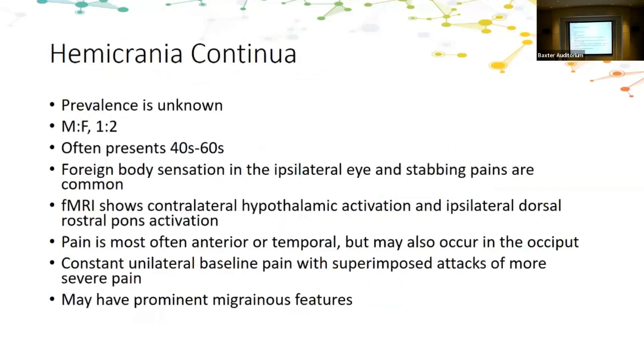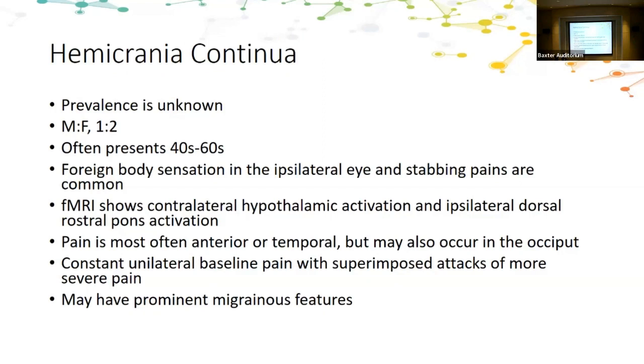I'm not going to go through all of that. The actual prevalence is unknown. There are only around 1,000 published cases of hemicrania continua, and the cases have been published from the first decade of life to the 8th decade of life, although it often presents in a patient's 40s to 60s.